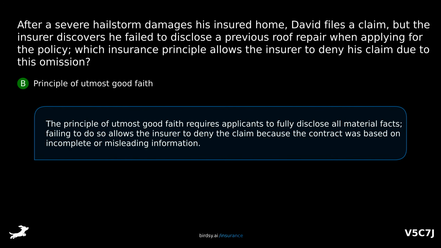The principle of utmost good faith requires applicants to fully disclose all material facts. Failing to do so allows the insurer to deny the claim because the contract was based on incomplete or misleading information.